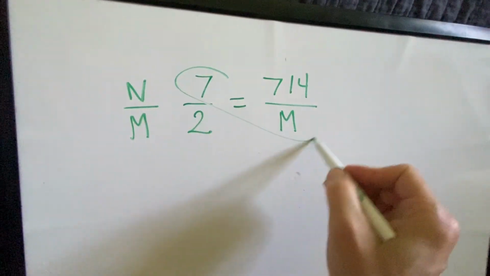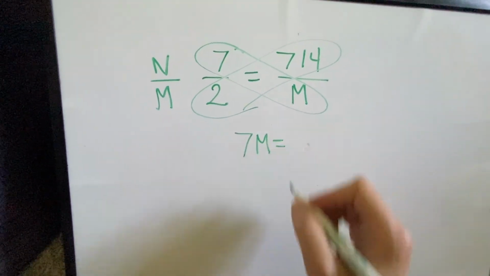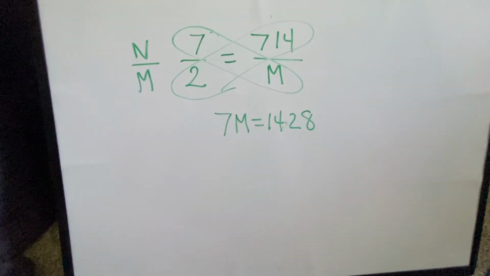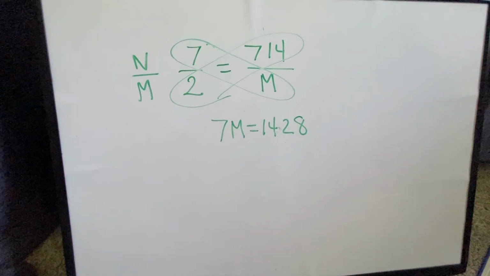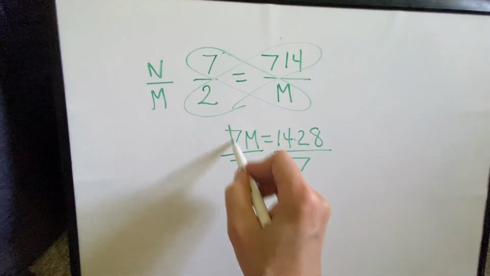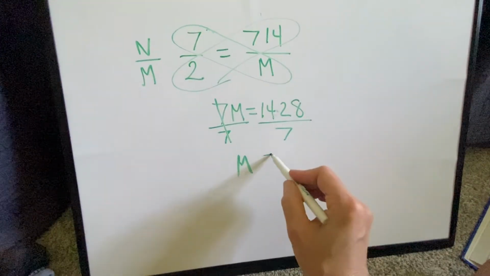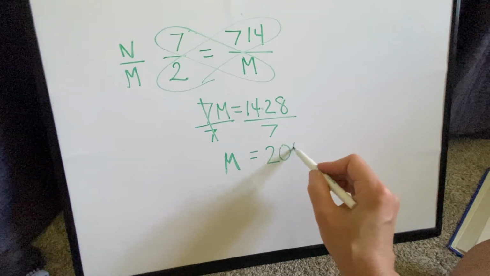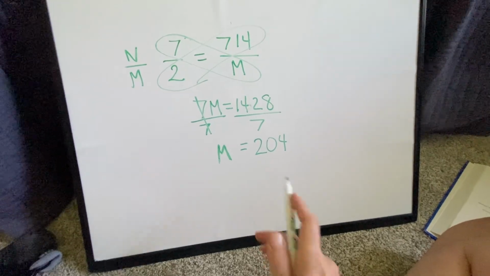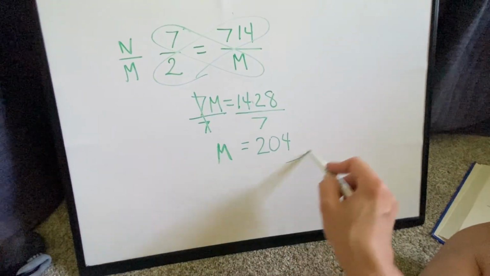We're going to cross multiply. 7m equals, let's see, I believe that is correct. I'm doing it in my head here, kids. Divide by 7 because we want to cancel the 7 out and get m by itself, so we can answer what m is. m equals 204. So there were 204 masters to the 714 neophytes that came.